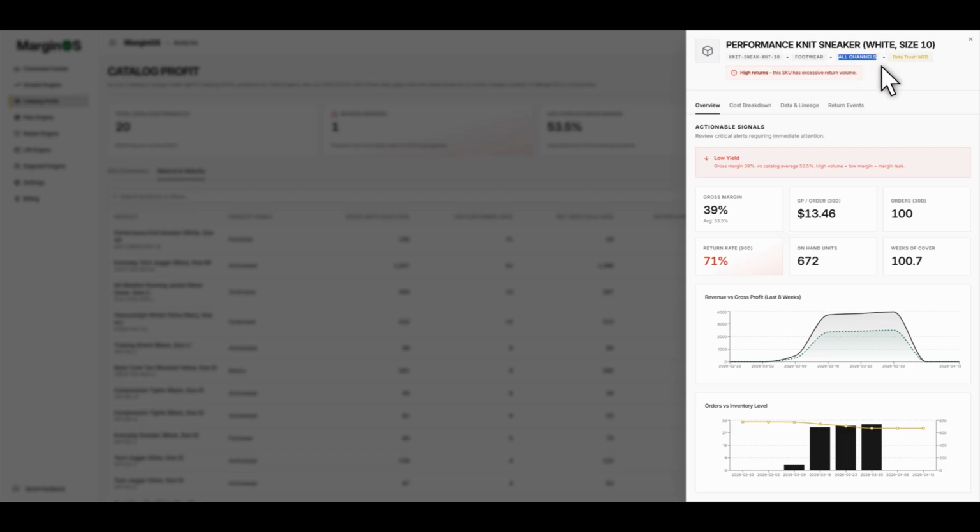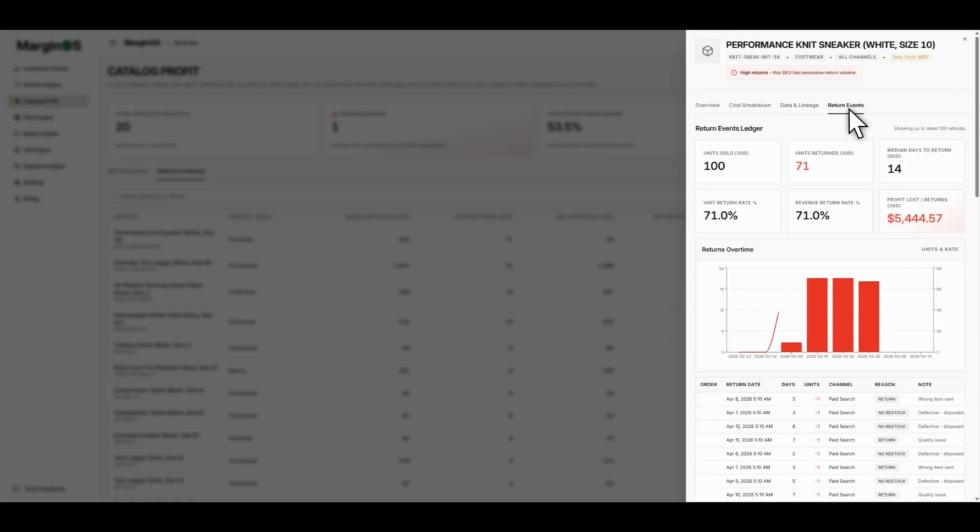The drawer has 4 tabs. Overview, which shows actionable signals, key metrics, and time series charts so you understand what is happening at a glance. Cost Breakdown shows a unit economics waterfall that explains step-by-step how we go from revenue per unit to landed cost, fulfillment, fees, and final margin.